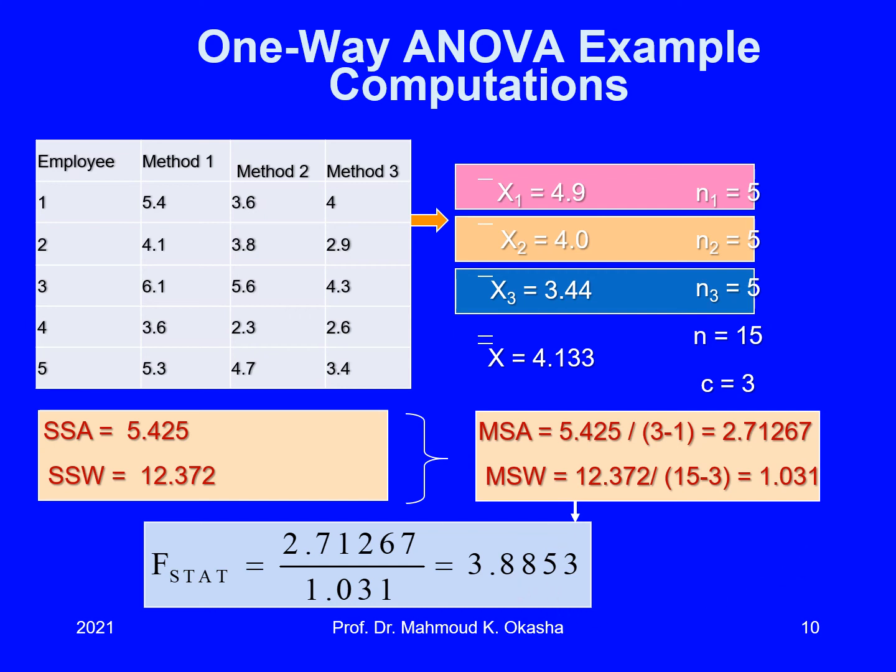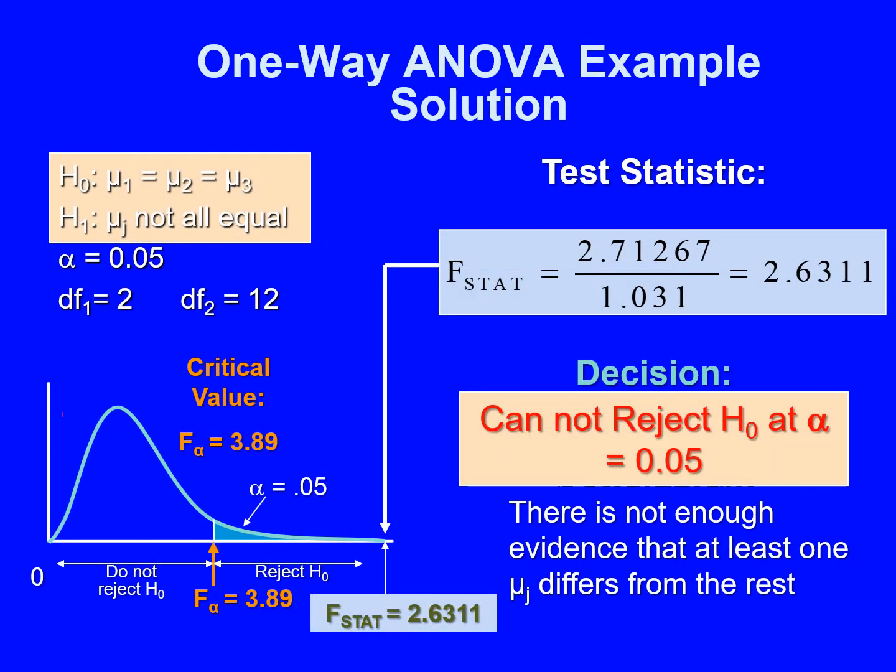And we need to get the F critical, the tabulated F, and compare it with the computed F, right? So the null hypothesis, again, is mu1 equals mu2 equals mu3. And the alternative hypothesis is that not all population means are equal. At least one is different. So the alpha level is 0.05, and the degrees of freedom c minus 1 and n minus c will be 2 and 12.